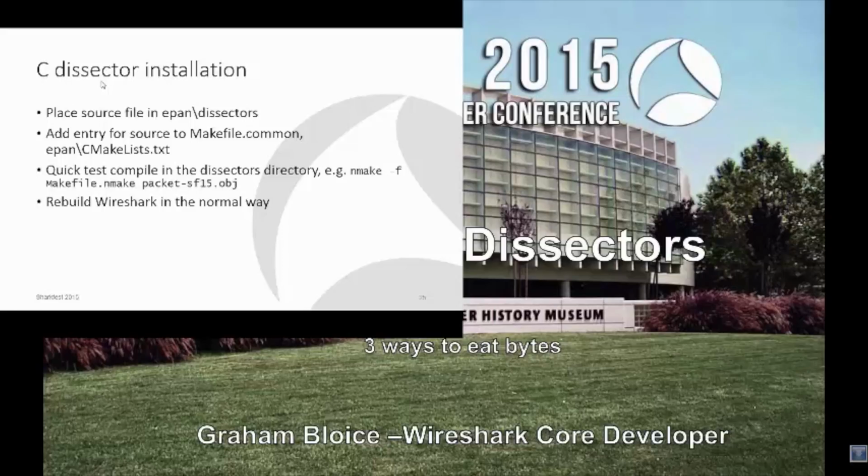And then when you're testing, developing, you can quickly compile just your source file, just to test that you've got your syntax straight. Usually, as in normal C programming, very strict on syntax. And then you build Wireshark in the normal way, as in the developer's guide, and your dissector will be built into the Wireshark library and come up within Wireshark.